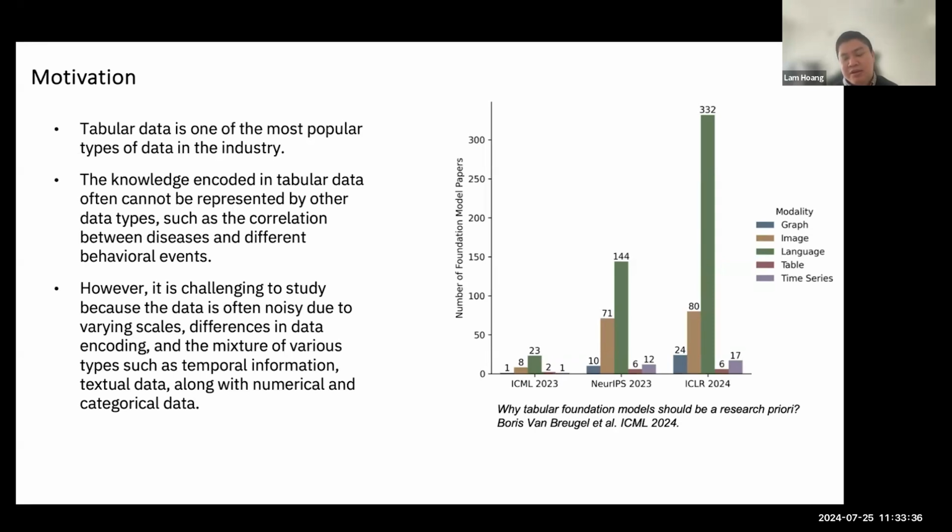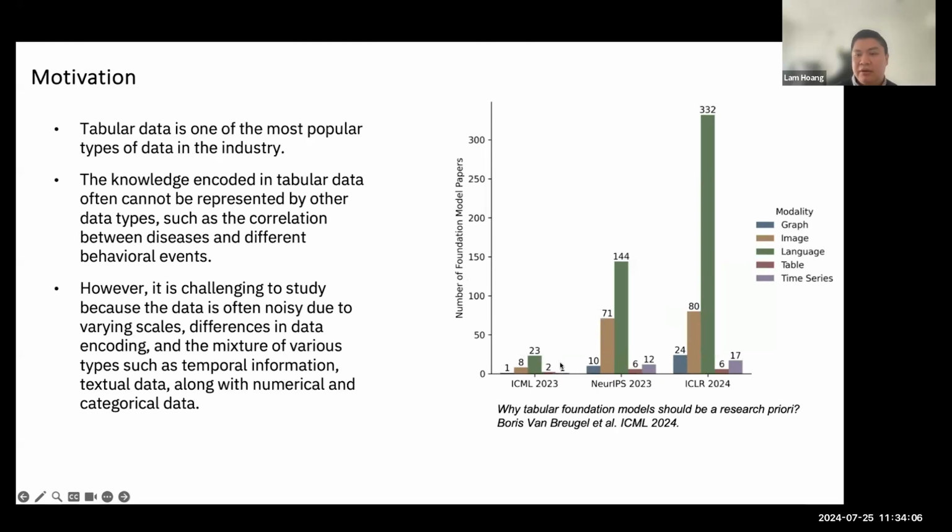In a position paper at ICML this year, Boris van Breugel and his colleagues have a position paper that's quite interesting, asking the question why tabular foundational models should be a research priority, right? He collected some statistics about papers accepted at top machine learning conferences, and different modalities you can see here, concerning foundational models, right?